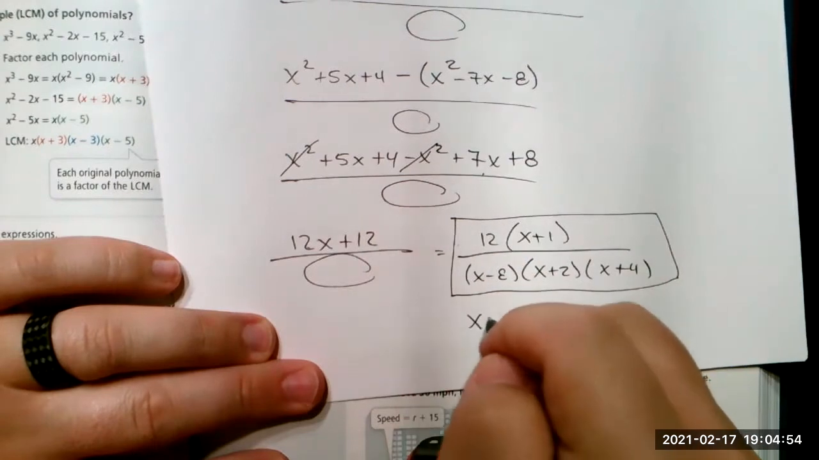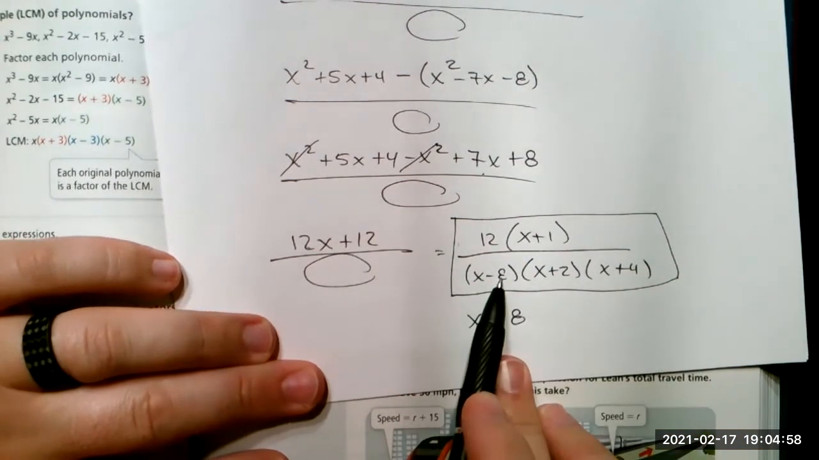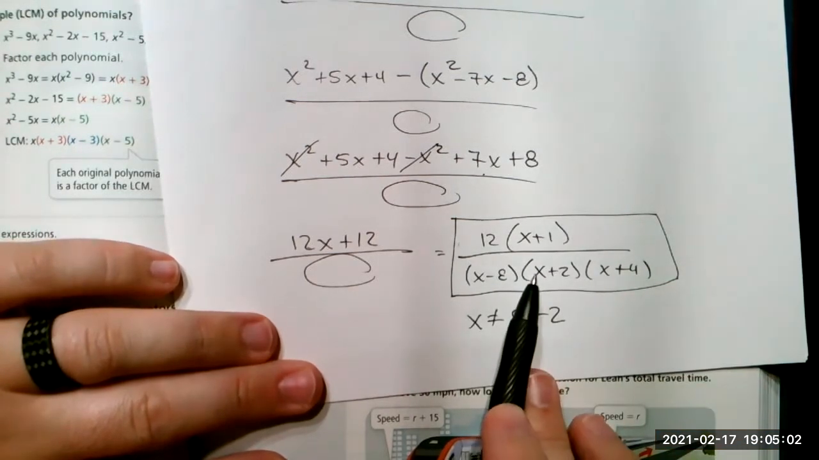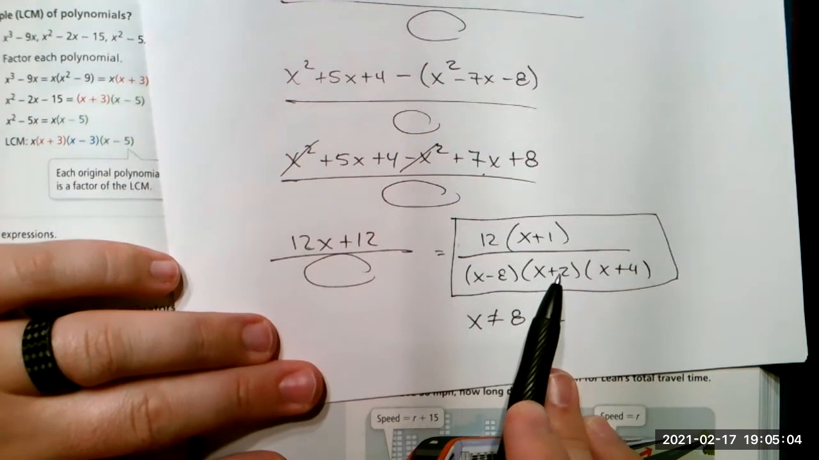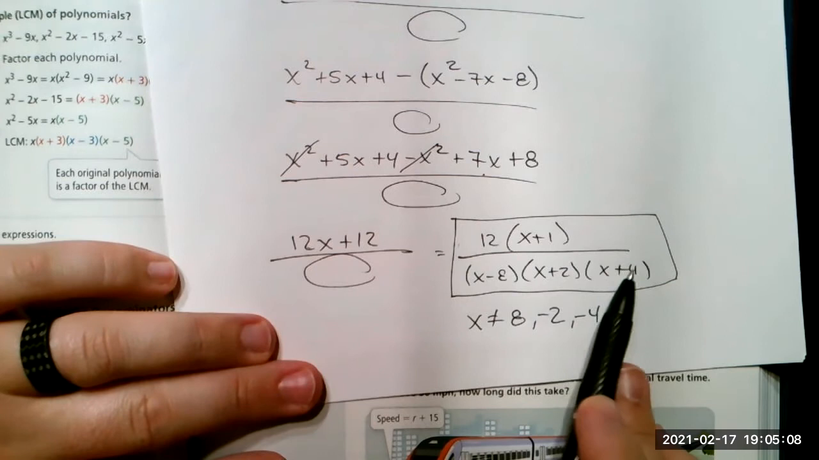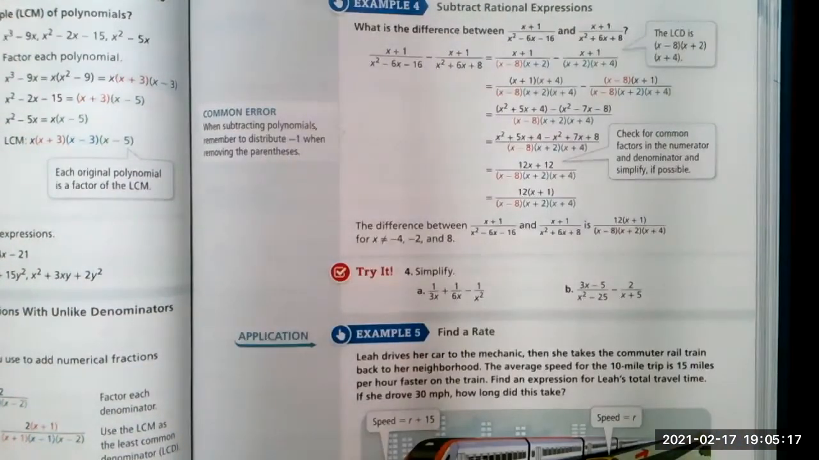I would have to state that x cannot equal 8 because 8 minus 8 is 0. I'd have to state that x can't be -2 because -2 plus 2 is 0. And that x can't be -4 because -4 plus 4 is 0. So I didn't see where they said state the domain restrictions, but they did in the example, so I figured I'd talk about it.